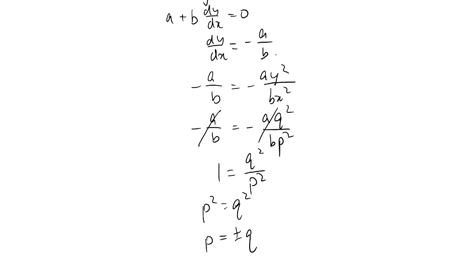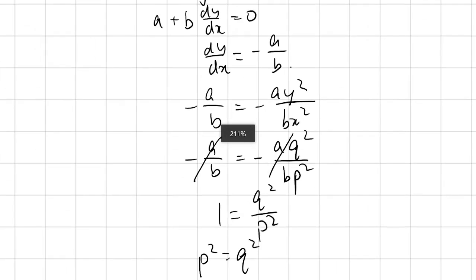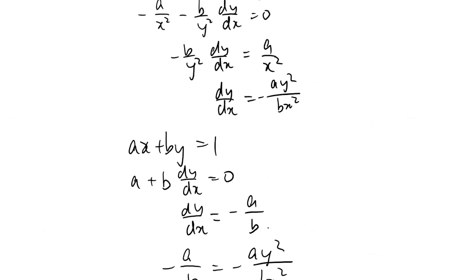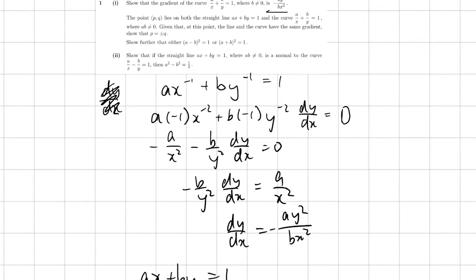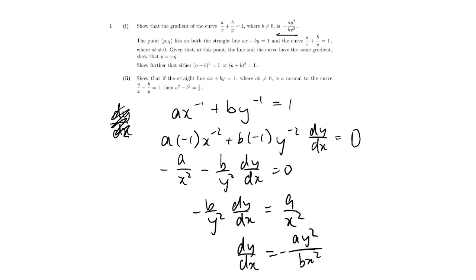Okay, good. So we have got more of the question done. We'll move on to the next bit. Show further that either a minus b squared equals 1 or a plus b squared equals 1. In step questions, it's always wise to think about how we could use the information in previous results that we've got from the question, because it's probably relevant.